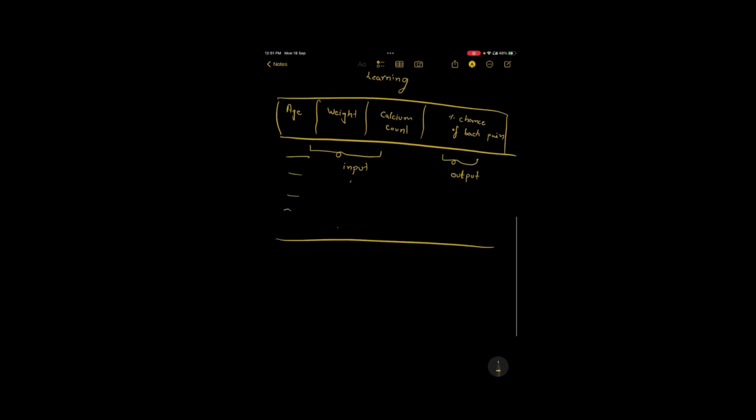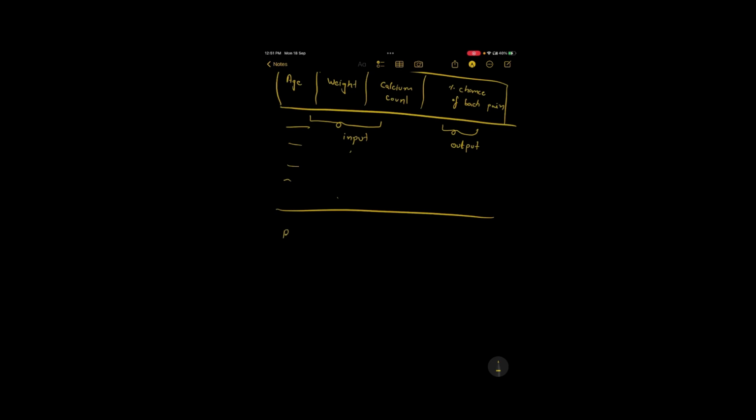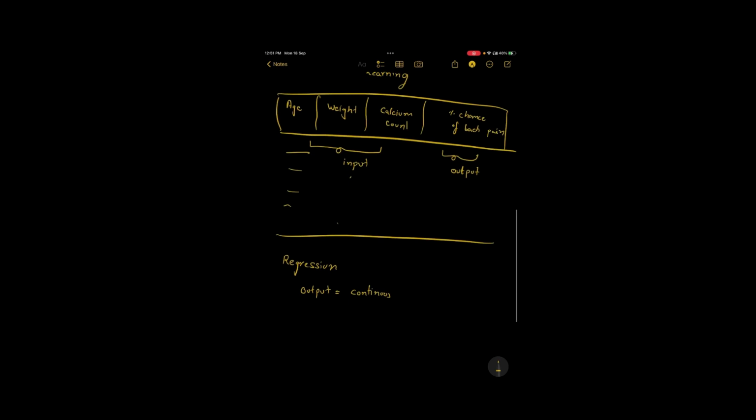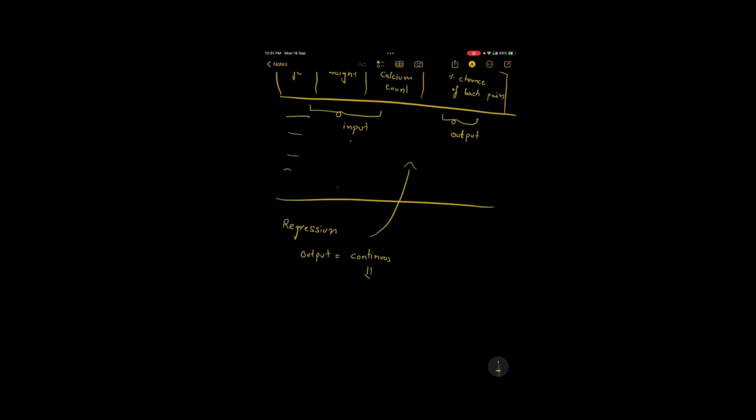Inside supervised learning, we have two types of problems that are commonly dealt with. One of them is regression. Now, regression problems are problems where the output is continuous. What does that mean? Well, the example we just took here is actually a regression problem. Because the output over here, which is the percentage chance, can take any value between 0 to 100%, or 0 to 1 if we scale it down.